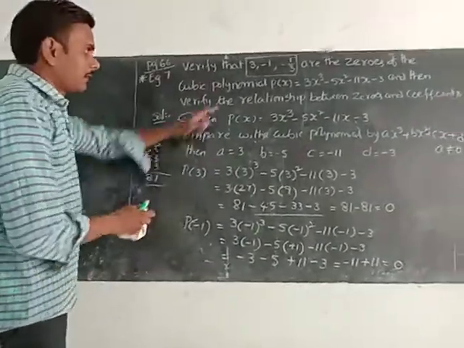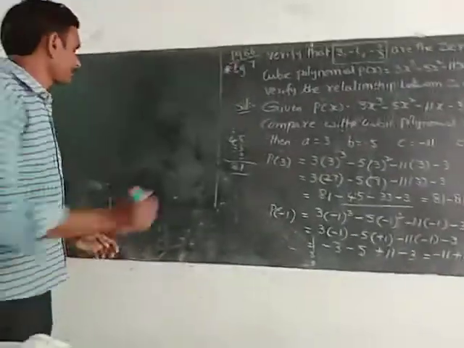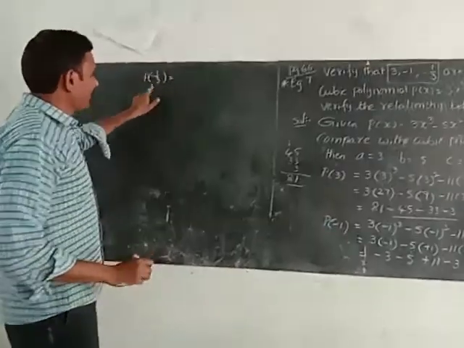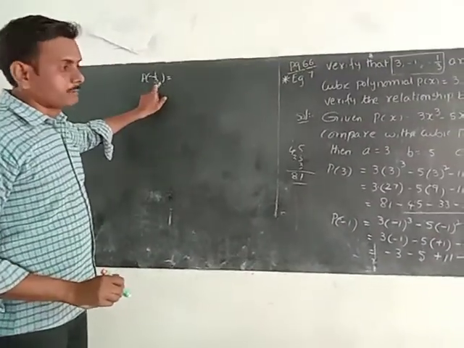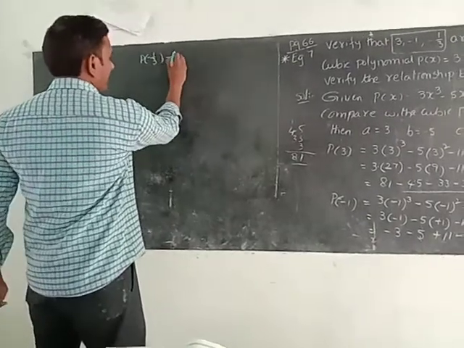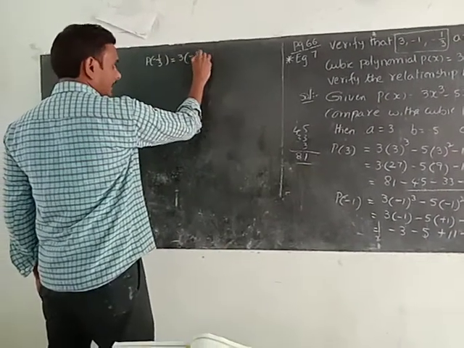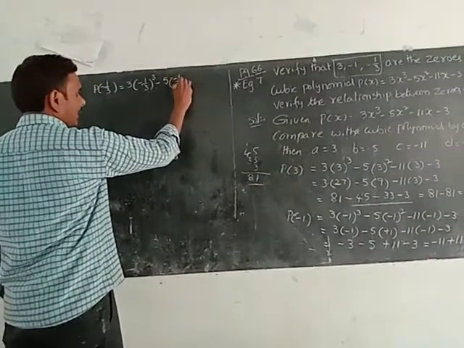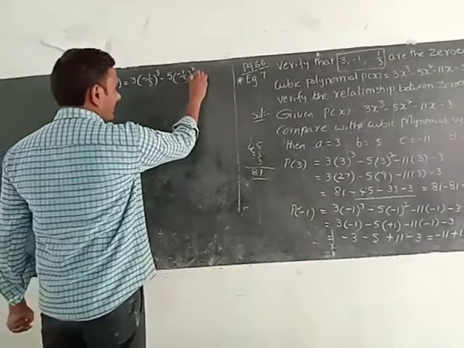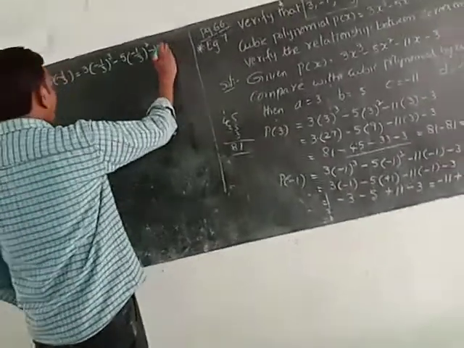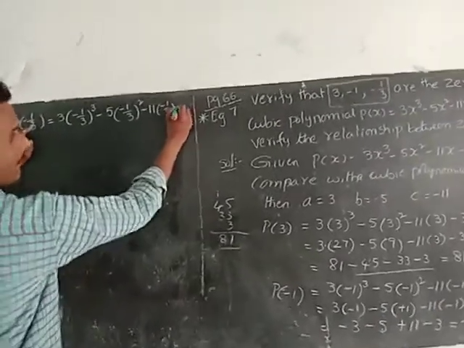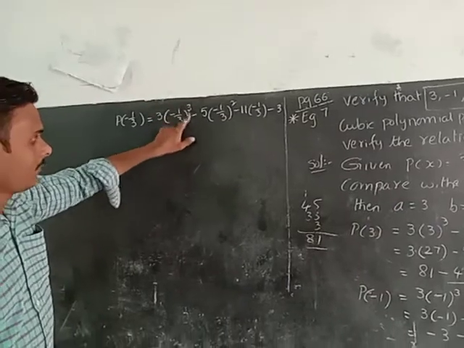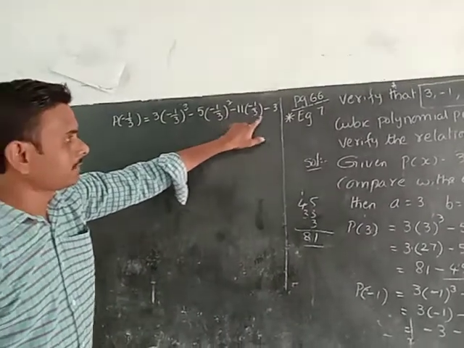Okay, go for the next, third value: P of minus 1 by 3. In the x value, what do we want to replace here? Minus 1 by 3 replaces x. The maximum power is 3: x cube minus 5 into x square. I replace it in the equation: 3 into minus 1 by 3 cubed minus 5 into minus 1 by 3 squared minus 11 into minus 1 by 3 minus 3.